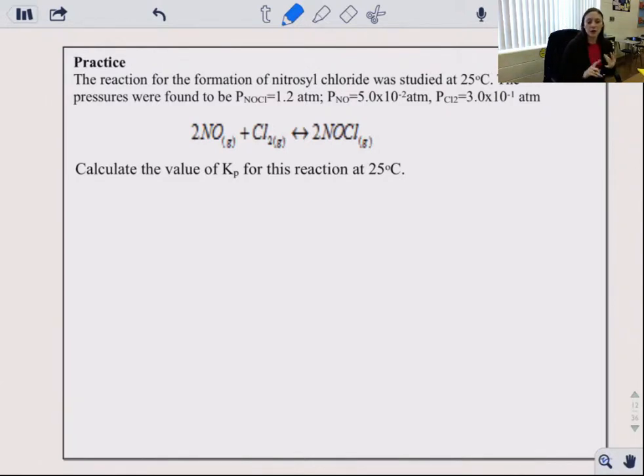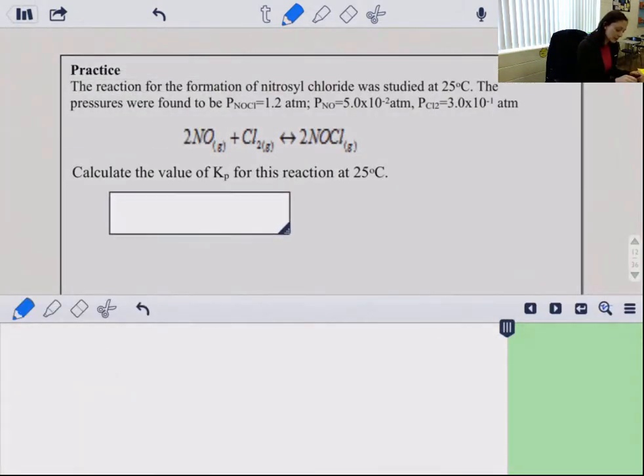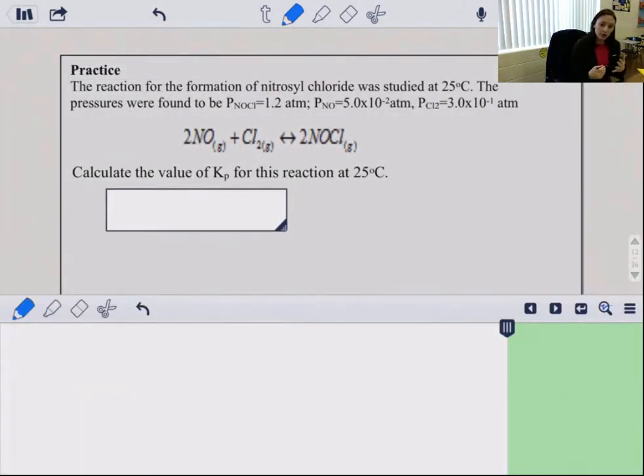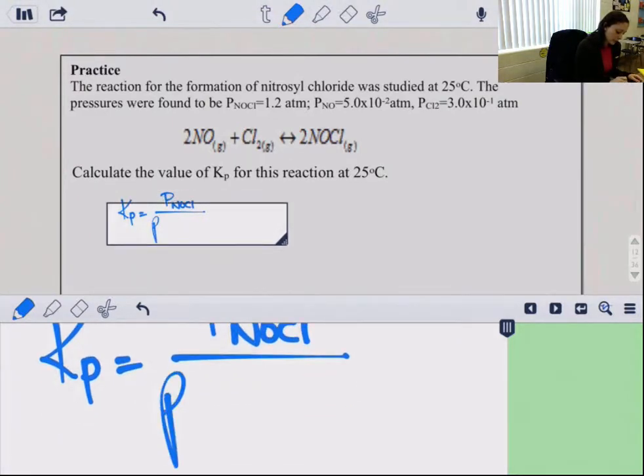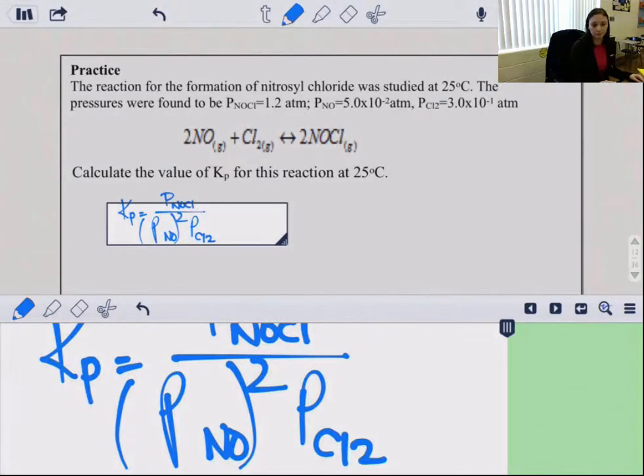Now we're going to do the practice problem for the formation of nitrosyl chloride. I have a pressure for the NOCl, a pressure for the NO, and a pressure for the Cl2. And then I have my reaction, and I'm going to calculate the Kp for this reaction. It's done the same way as a Kc, just with pressures instead. First thing I want to do is write my expression. Kp equals products over reactants, so the pressure of NOCl over the pressure of the NO and the pressure of the Cl2. Now the NO has a 2 in front of it, so that has to be squared.